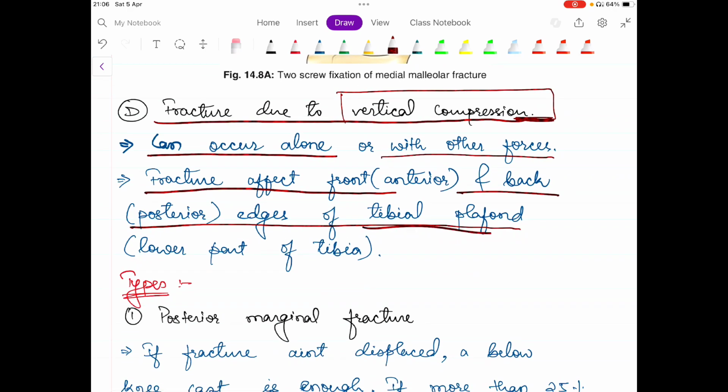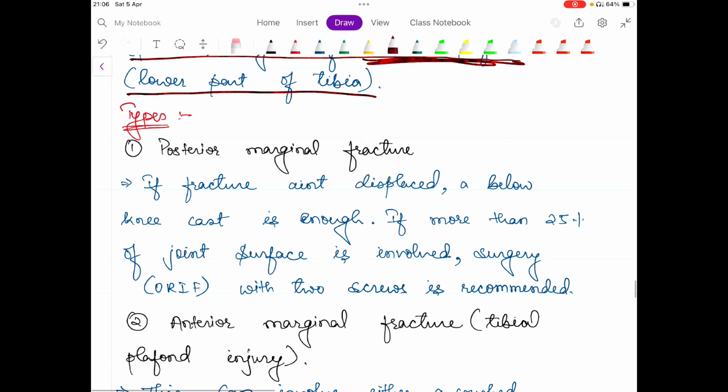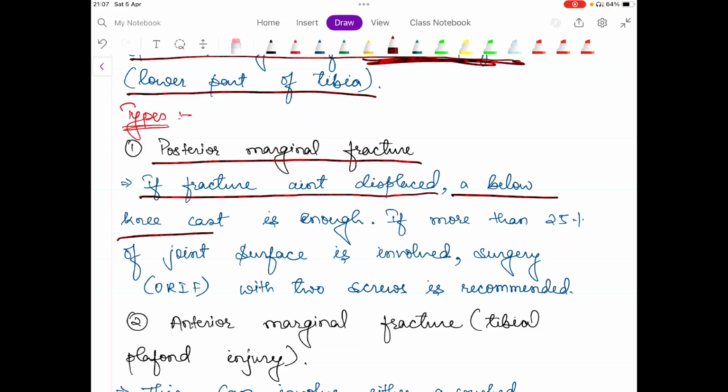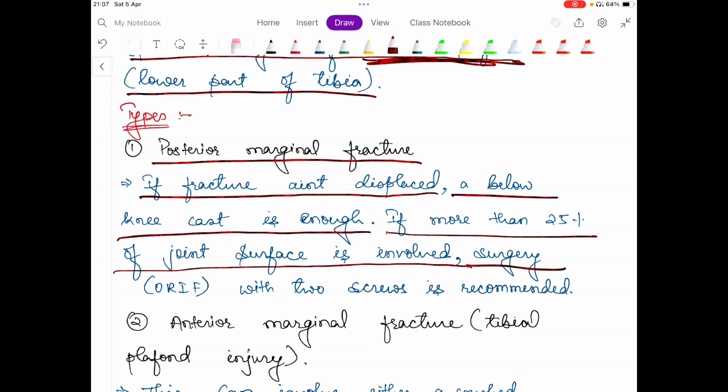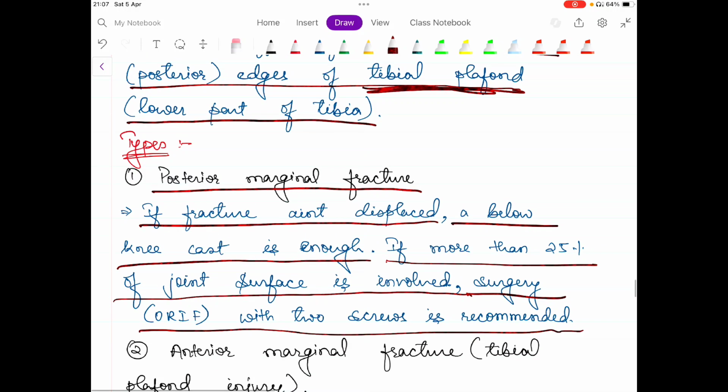Okay, and tibial plafond is the lowermost part of the tibia. So fracture due to vertical compression is again of the following types. The first one is posterior marginal fracture. If the fracture is not displaced, a below knee cast is enough. But if more than 25% of the joint surface is involved, surgery or ORIF with two screws is recommended in case of posterior marginal fracture.